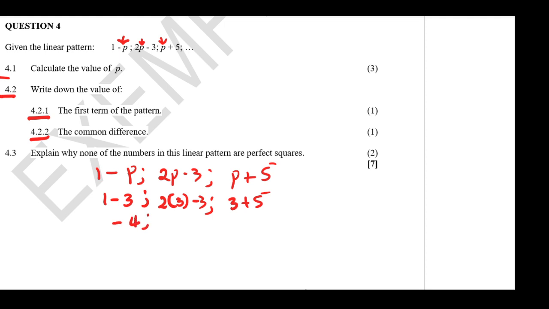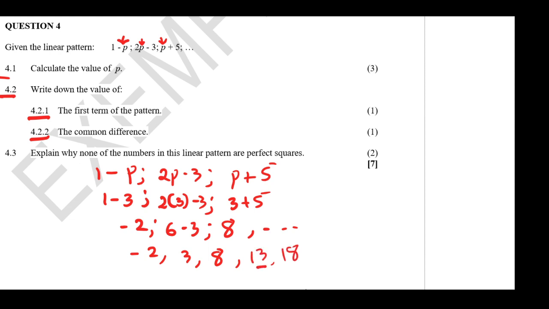Right, so here it's minus 2. And here it's 6 minus 3, and 8, right? So it continues like that. So it's minus 2, 3, and 8, right? And then it continues like that. You're going to get 13, you're going to get 18. It just continues. These are added numbers, by the way. But this is what we have, right?